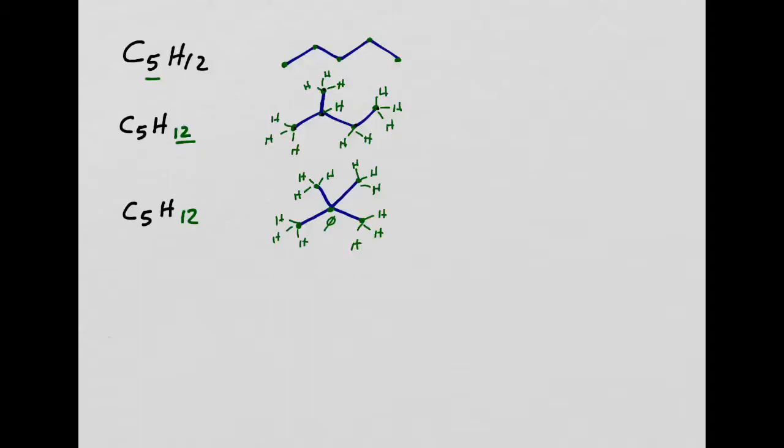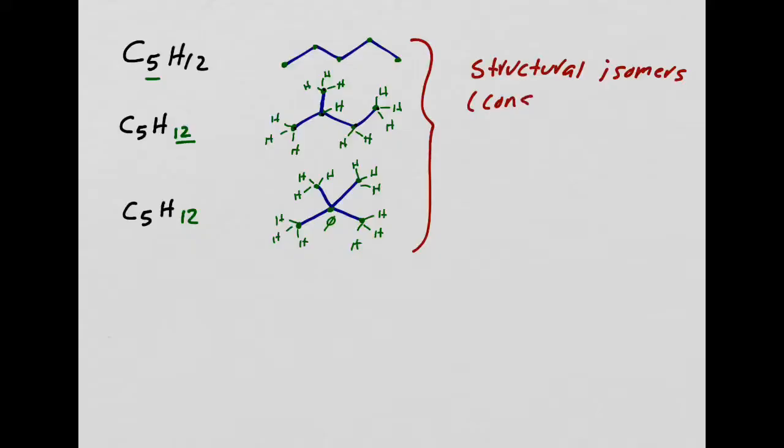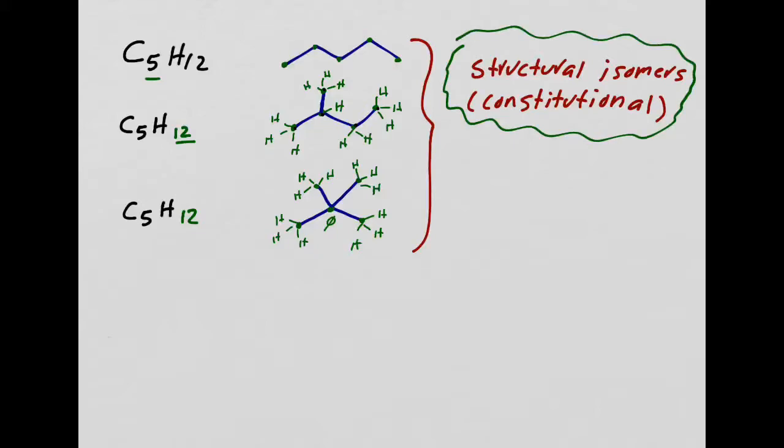Now, what do we call this? There's a name for this. We call these structural isomers. Or another name for it is constitutional isomer. We call it structural isomer, or another name for it, we call it constitutional isomer.